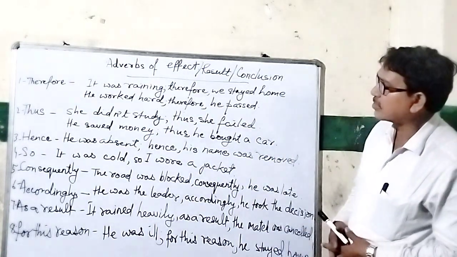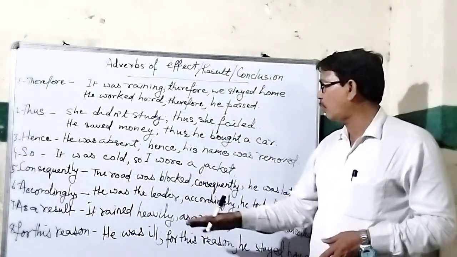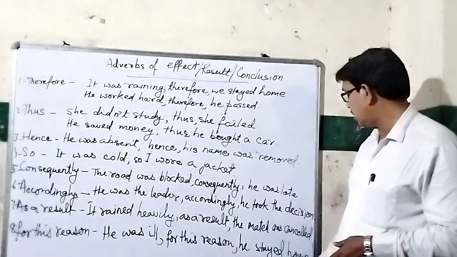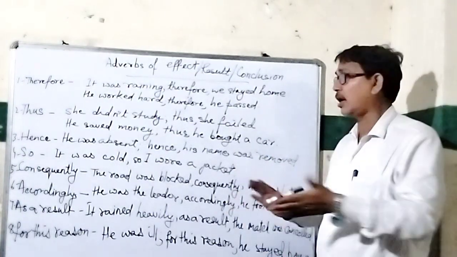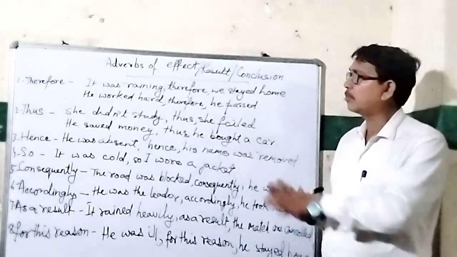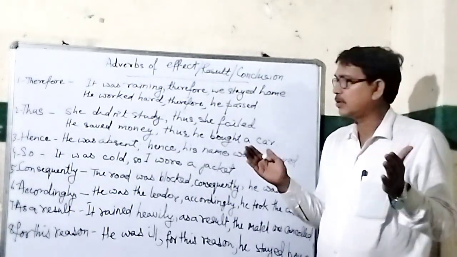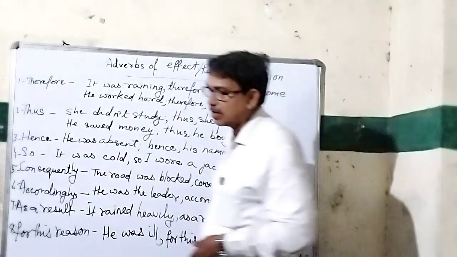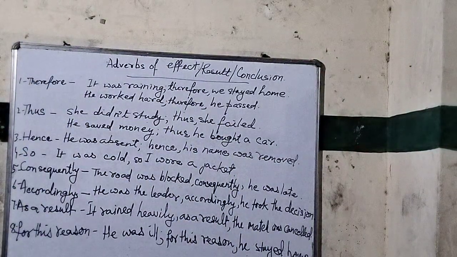And the last one is for this reason. For this reason, he was ill. For this reason, this is an adverb. For this reason, he stayed home. So in this way, in the opposite direction, we can speak them with the help of because and as also. But here, we are using these connectors to modify one sentence and talk about the consequence, result or conclusion of something. I am sure that you will use it and you will find it useful.